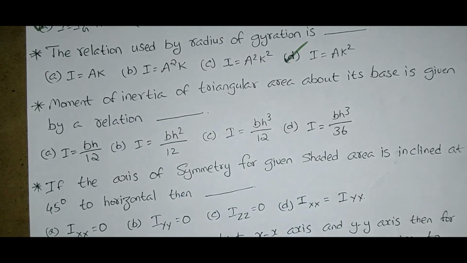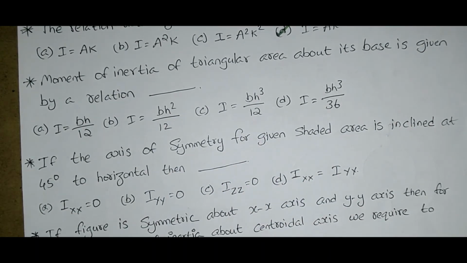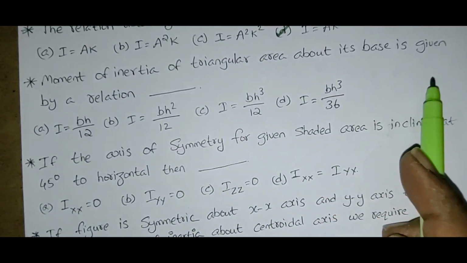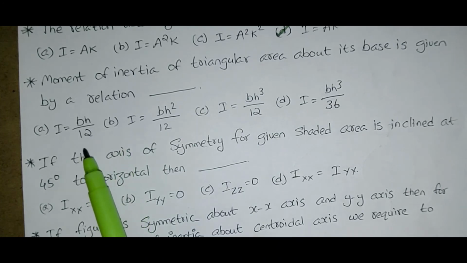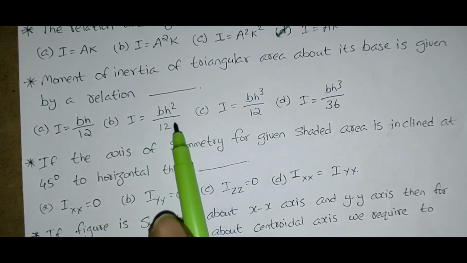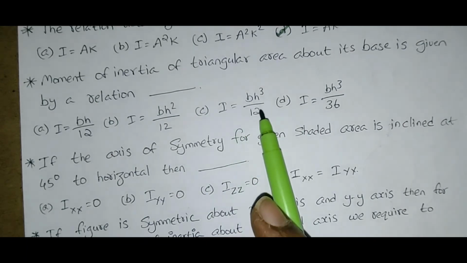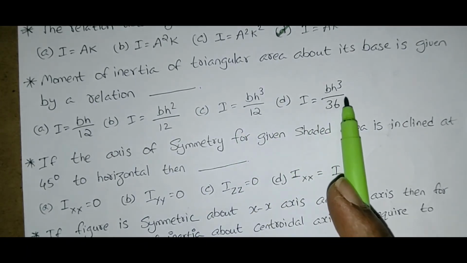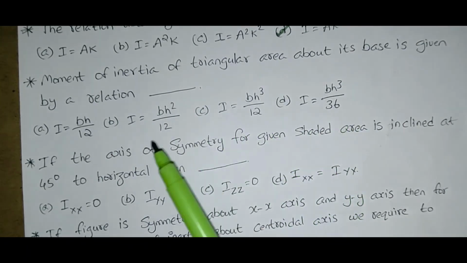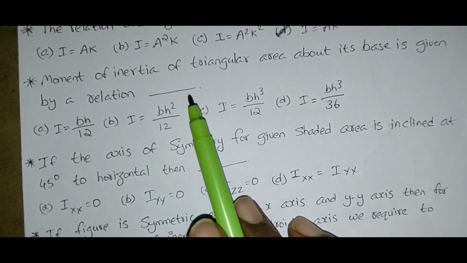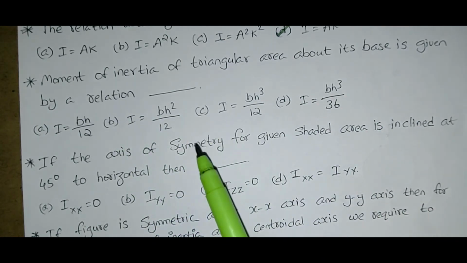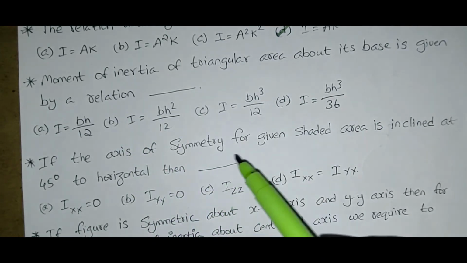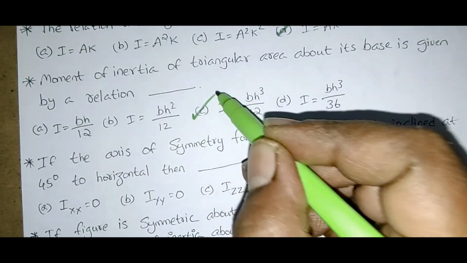Okay, next, moment of inertia of triangular area about its base is given by a relation, that is I is equal to BH by 12, I is equal to BH square by 12, I is equal to BH cube by 12, I is equal to BH cube by 36. So here the moment of inertia of triangular area about its base is given by the relation I is equal to BH cube by 12.